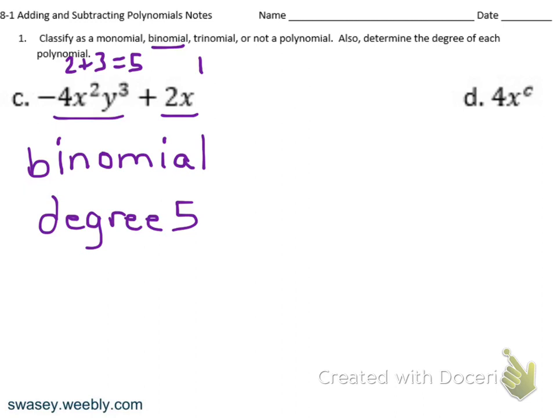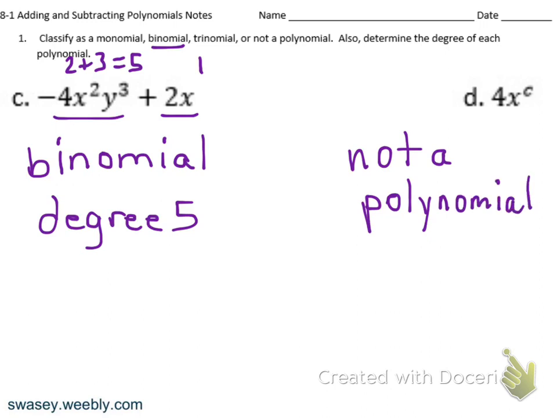And in part D, if you have a variable exponent, it's not a polynomial. If you have a negative exponent, it's not a polynomial. Fraction exponent, not a polynomial. If it's not a polynomial, we don't have to worry about degree.